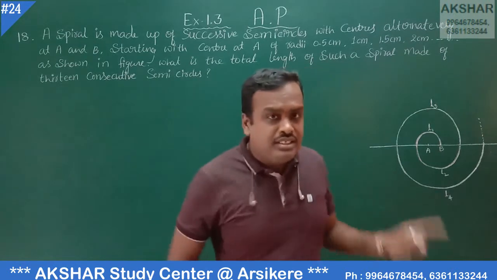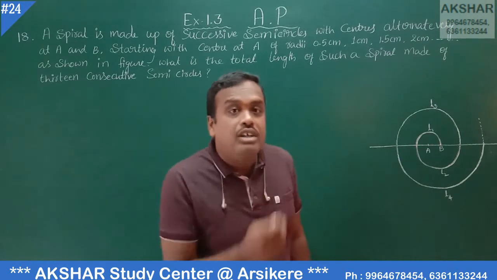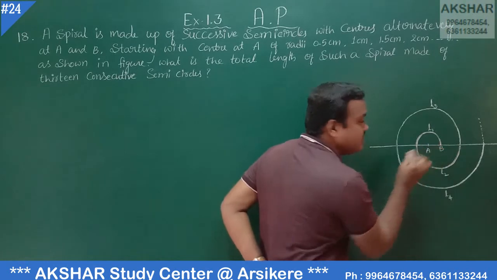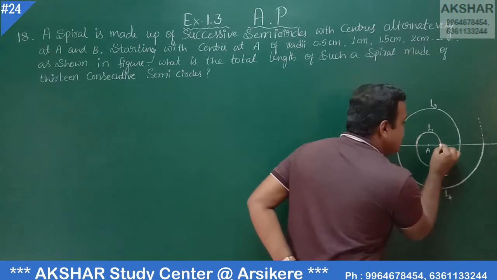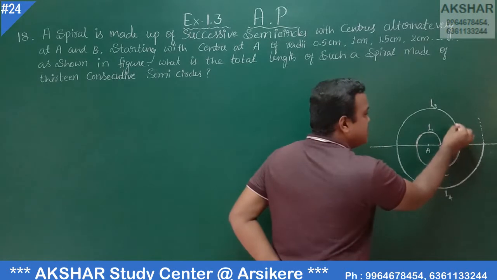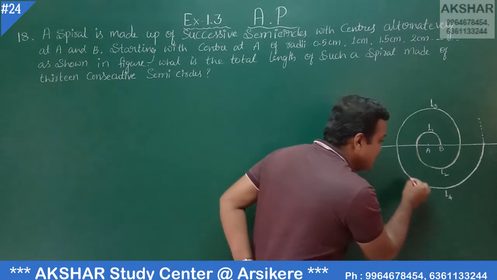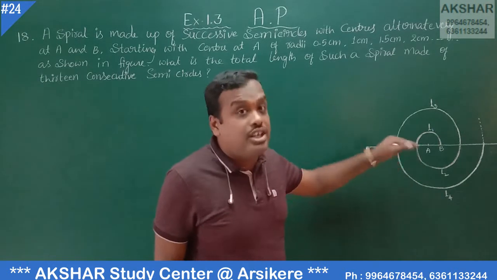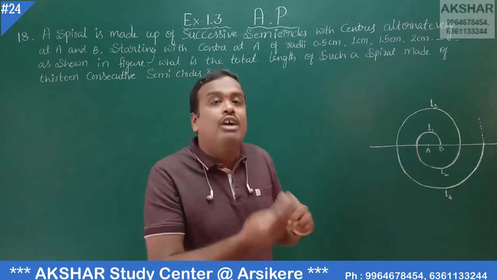These semicircles have centers, and those centers are A and B alternatively. That means for the first semicircle A is the center, and for the second semicircle B is the center. For the third semicircle, again A is the center. For the fourth semicircle, B is the center. For each and every semicircle the center alternates.